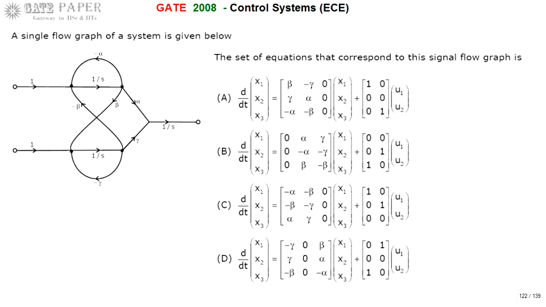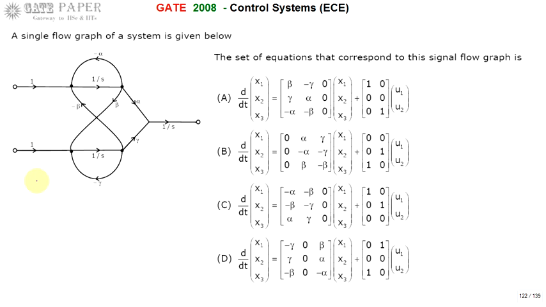Hello, we are discussing the GATE 2008 ECE paper. Look at the signal flow graph given for a system and what can be the set of equations corresponding to this signal flow graph. We are going to write the corresponding state space equations for the given signal flow graph. There are four options given, you have to choose the right one.